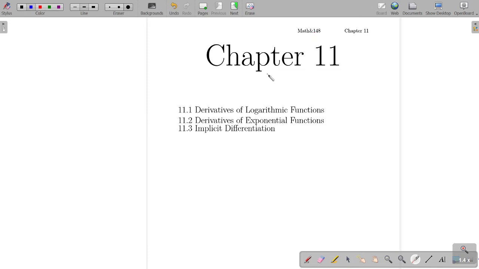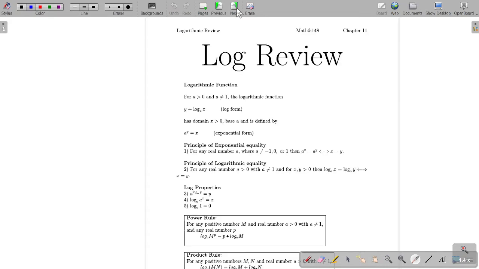Math 148, Chapter 11. 11.1 is derivatives of logarithmic functions. 11.2 is derivative of exponential function. And 11.3 is implicit differentiation. So let's first start off with some log review for 11.1.